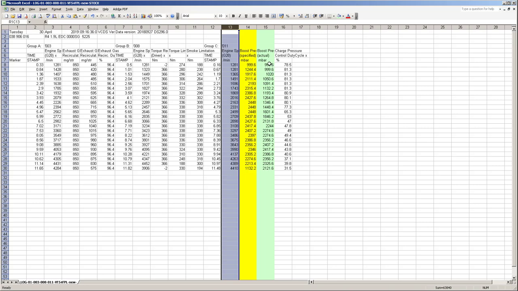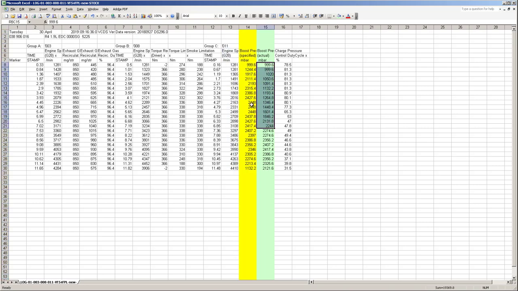So if we look in the lower RPM range with no boost pressure whatsoever, we can see we're requesting 1.4 bar and we're only getting 0.3 bar. You always knock 1,000 off, which is atmospheric pressure. And then we can see in the higher RPM range, we are actually starting to make boost pressure.